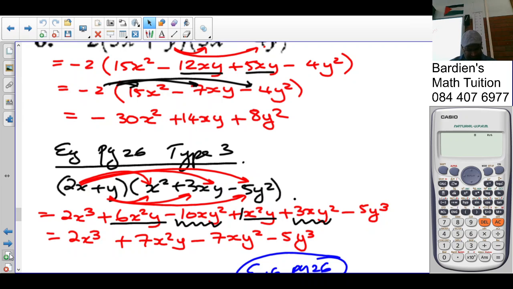Number 2. What's your answer to number 2? 4a cubed, yes, plus 15a squared b, minus 16ab squared, plus 3b cubed. Okay? Yes, Michael?